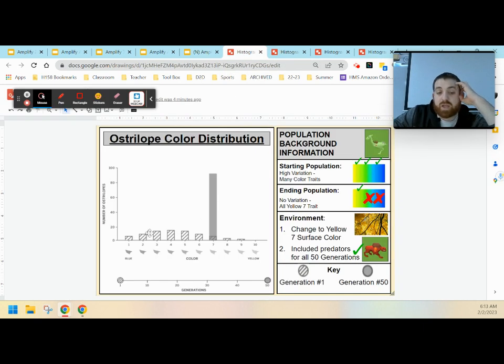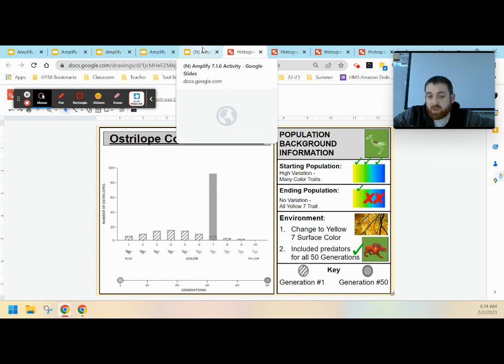To figure that out, we're first going to look at the starting population. That would be generation 1 with the stripes in its bars. And then we're going to compare it to the ending population. That's the dark gray bar that we have here. Once we identify the distribution and how the distribution changed, you're then going to look at the starting population information, the ending population information, and the environmental change that occurred. We're trying to explain how the change in environment affected the change in distribution.